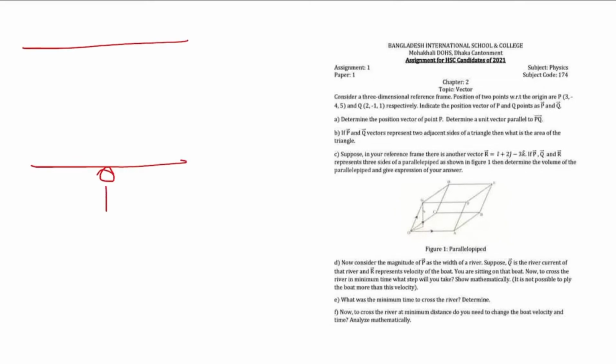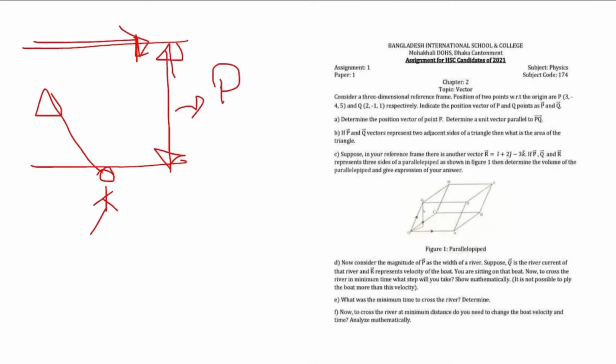Let us see that I am here with the boat, and the velocity of the current is moving that way, and I have moved in this way, and this is the path, the total distance or the width of the river. So I represent this width as R, and R as the representative of the velocity of the boat, and Q as the velocity of the wind.